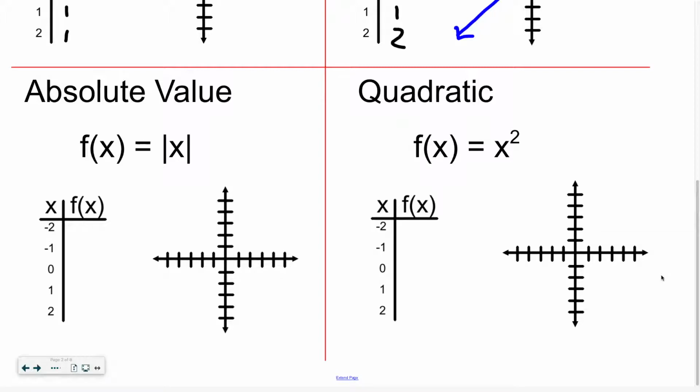Your turn. Let me ask this question. What does absolute value mean? Okay, so look at your table for absolute value. You put in -2. What do you get? Yeah, okay. I disagree with this one.